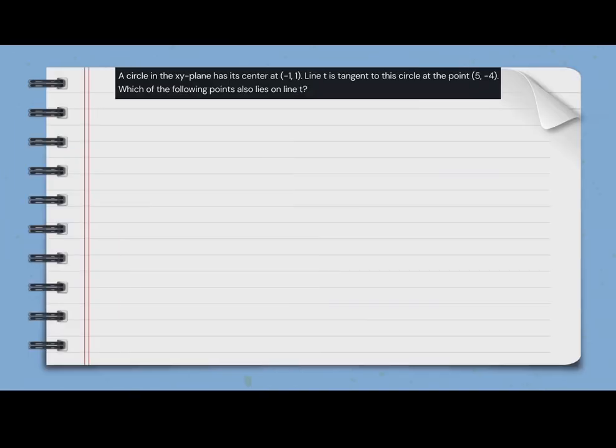So this question here: a circle in the xy plane has its center at (-1, 1). The line T is tangent to the circle at the point (5, -4). Which of the following points also lies on line T? So we have our center, and it goes to the point (5, -4).